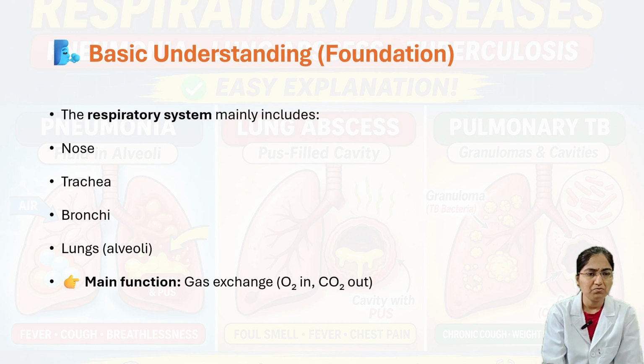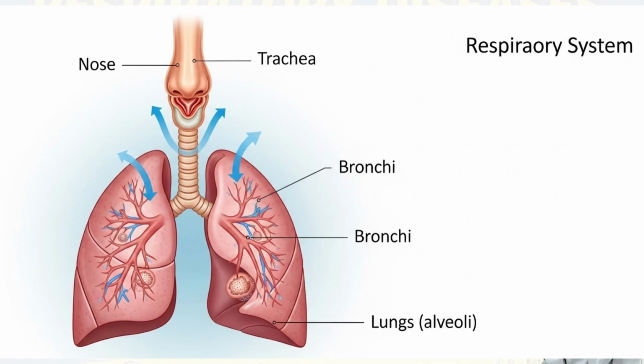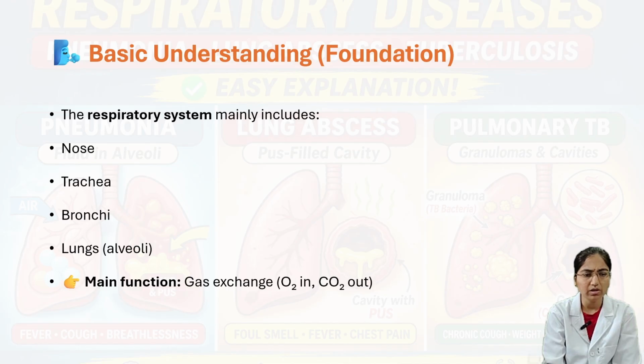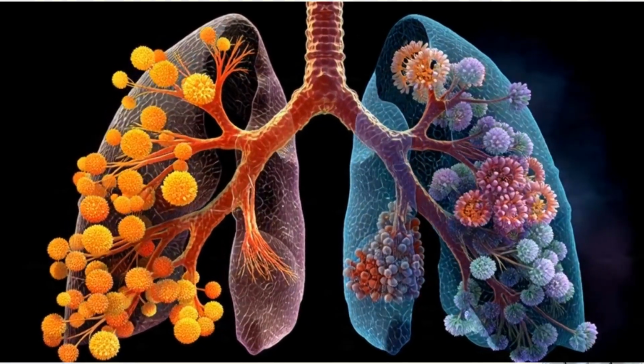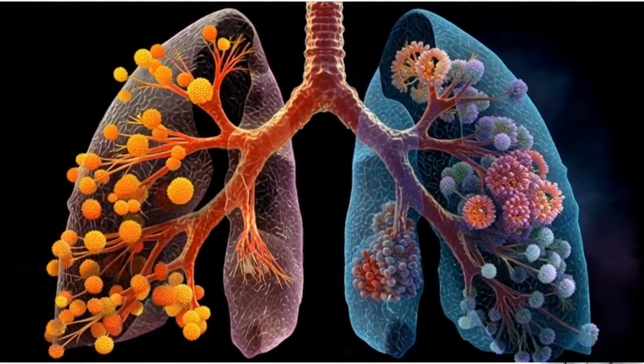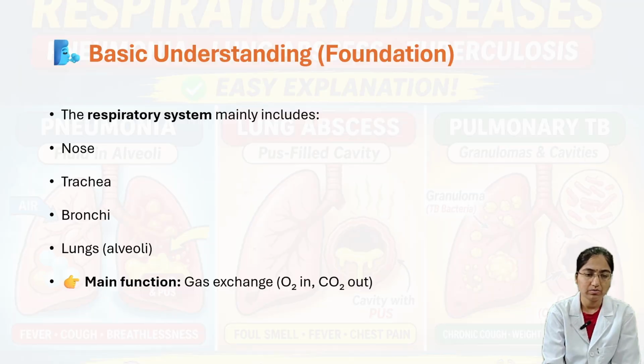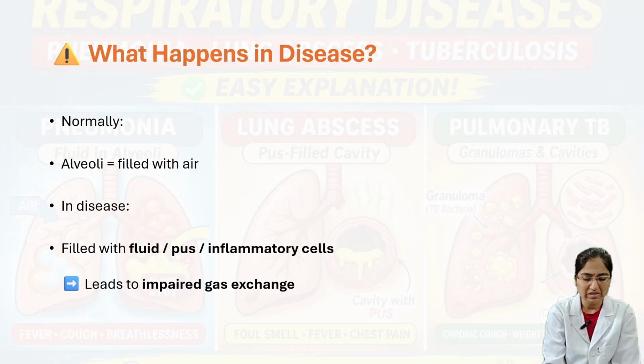We'll see here first the basics. The respiratory system mainly includes the nose, trachea, bronchi, and lungs. Its main function is gas exchange, that is, intake of oxygen and release of CO2. We'll see what happens.